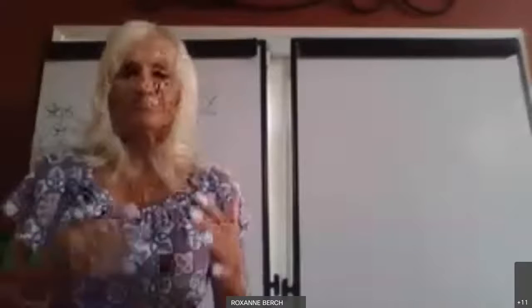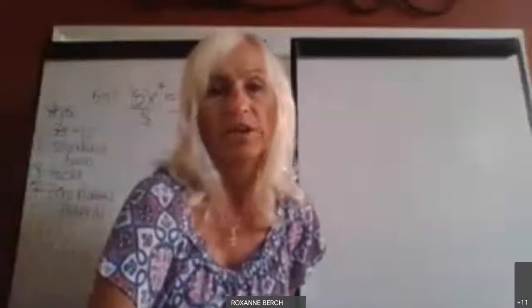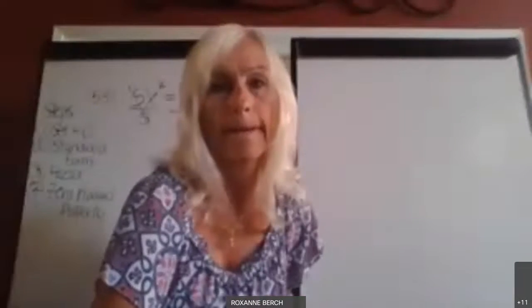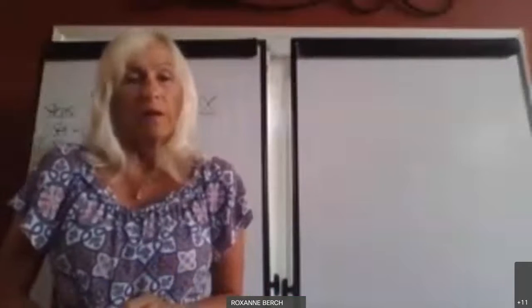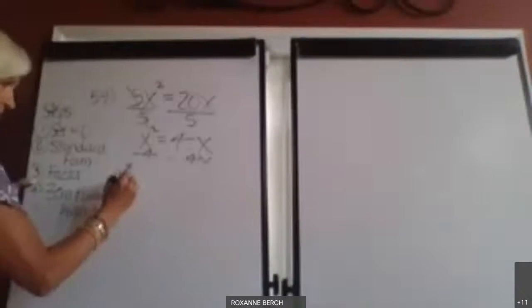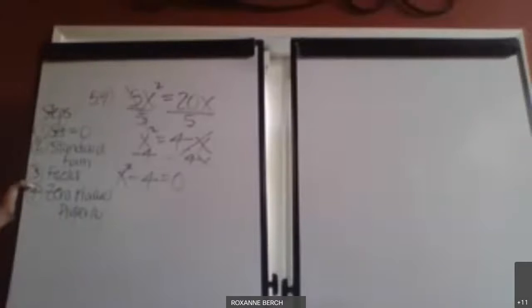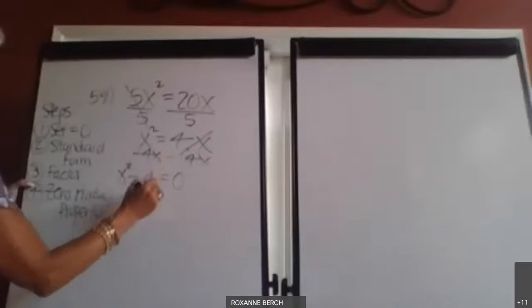If you're wondering, why didn't we do this before? Because when we were factoring, we were dealing with expressions. So you can't simplify expressions unless you're simplifying up and down. Can you guys hear me? So when we divide by 5, we get x squared equals 4x, which is nicer than the original problem. So I'm going to set it equal to 0. So I get x squared minus 4x equals 0.